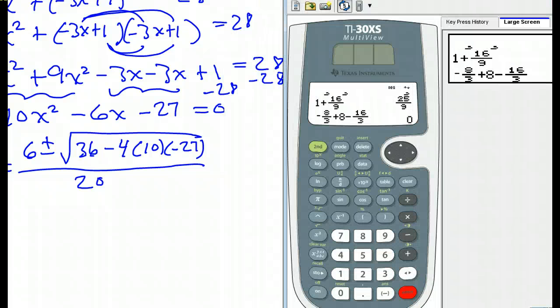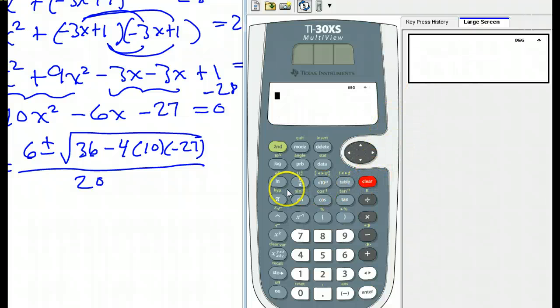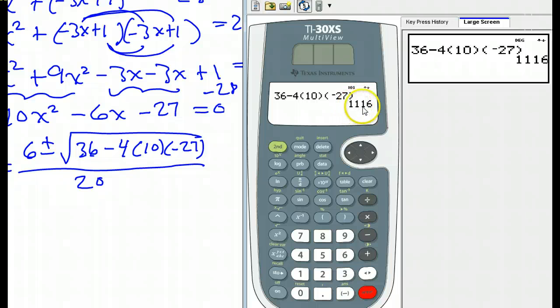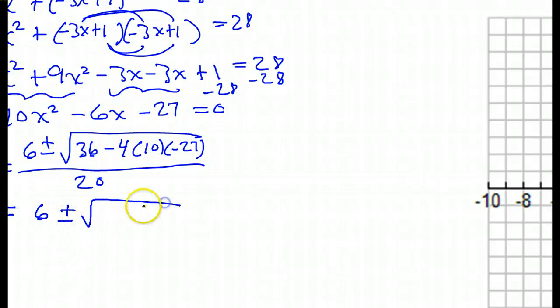I'm failing right now. Okay. That's all I wanted to do. Did it have to be that difficult? Alright, so I'm doing the part under the radical. So that's 36 minus 4 times 10 times negative 27. Okay, that's 1,116. So that's 6 plus or minus square root of 1,116 over 20.